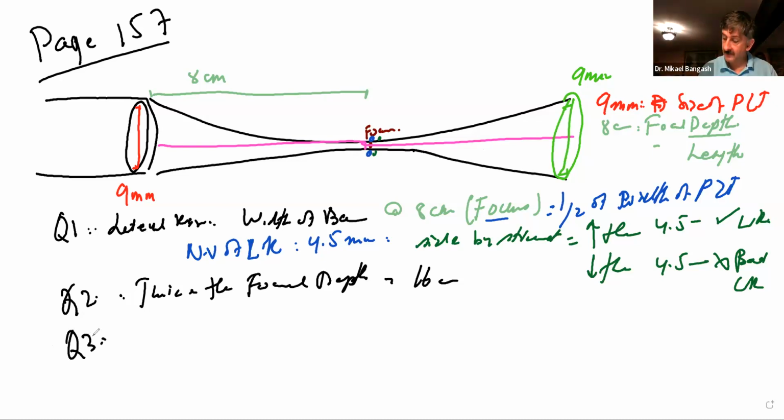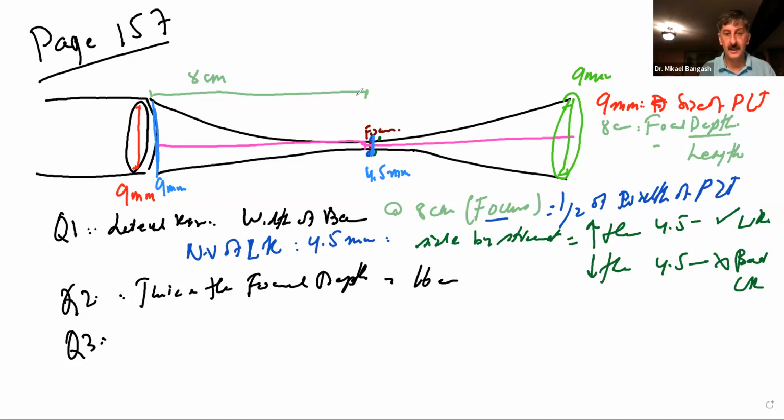Now again, where is the best estimate for the resolution at 4 centimeters? We can mainly say that at the beginning of the beam, the width of the beam was going to be 9 millimeters. At a depth of 8 centimeters, the width of the beam was going to be 4.5 millimeters, which is just half of 9 millimeters.